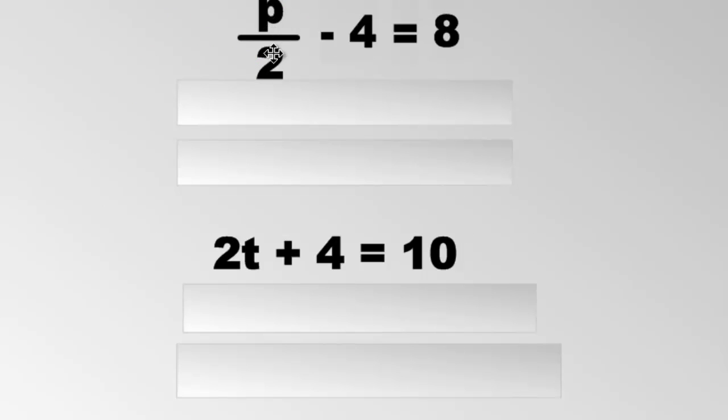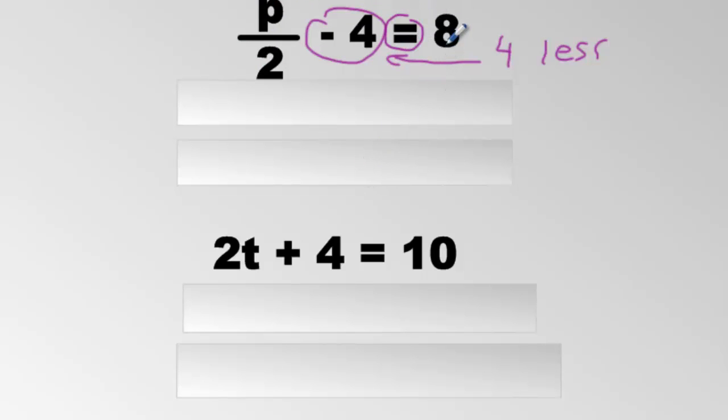When you take a number and divide it by 2, you can just say we divide a number by 2. Or you can say we halved the number. We took a number and split it in half. Because that's what divide by 2 means. I also see this here. I see 4 less. I see 4 less than what? 4 less than half a number is 8.